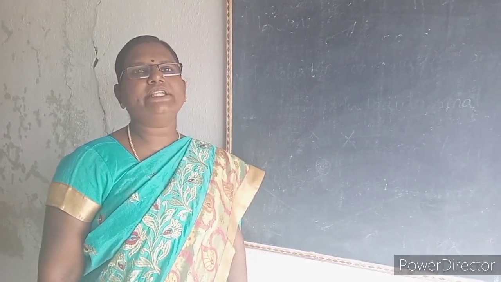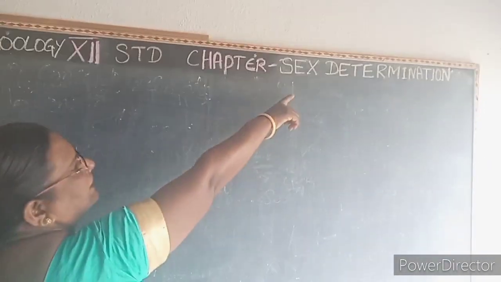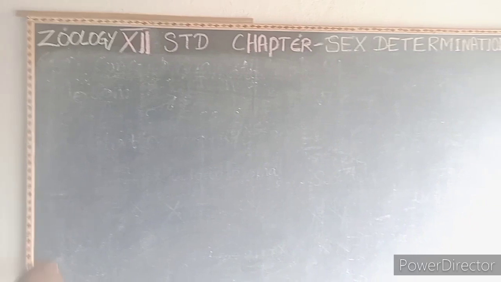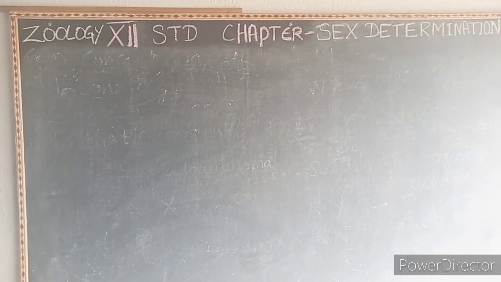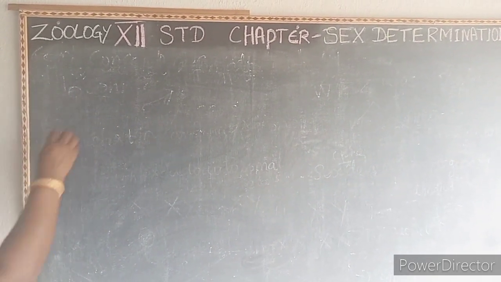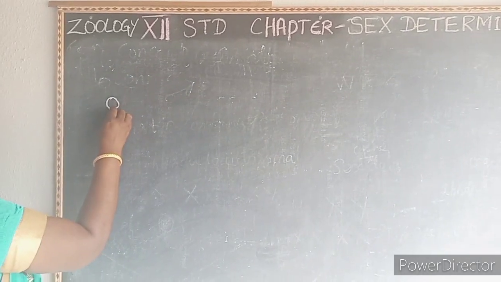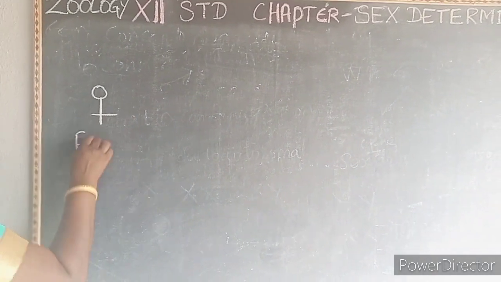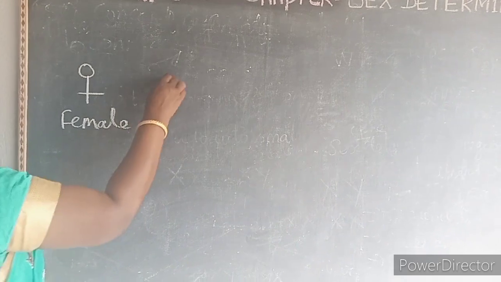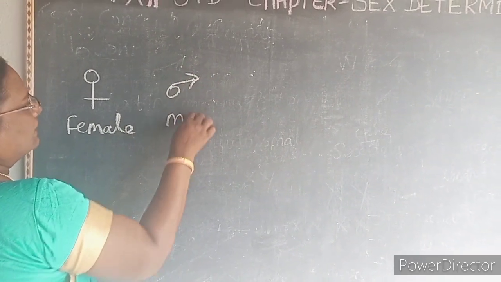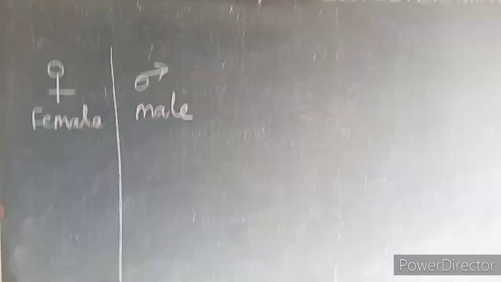Today we are going to see the topic sex determination. So how will you differentiate the male and the female? These are the symbols for the male and the female. This is the symbol for the female and this is the symbol for the male. So how will you differentiate the male and the female?